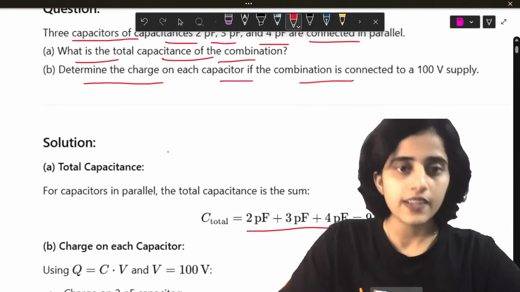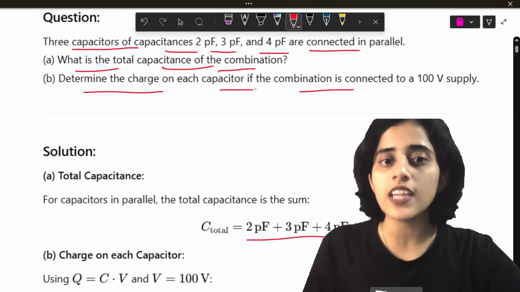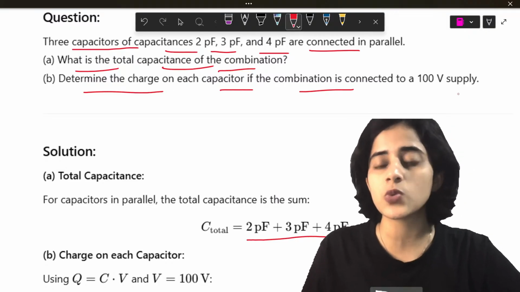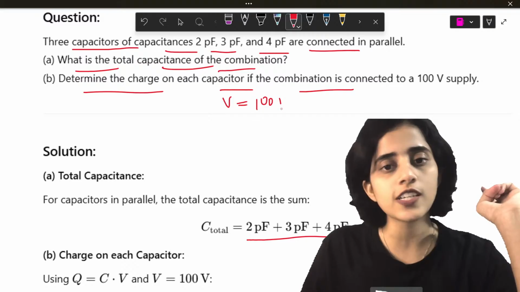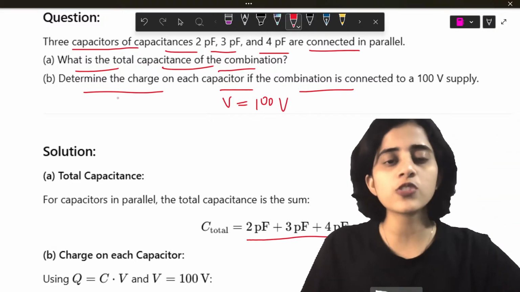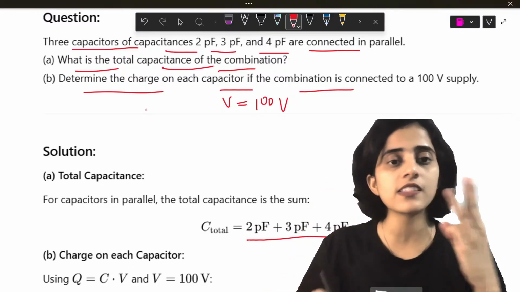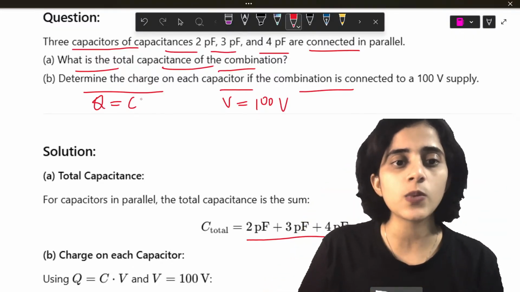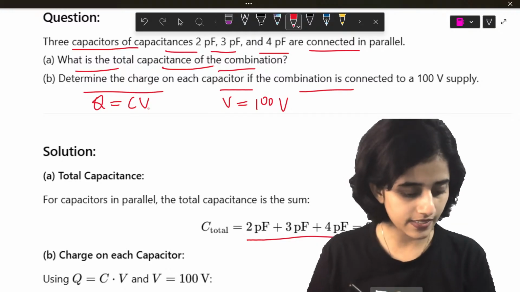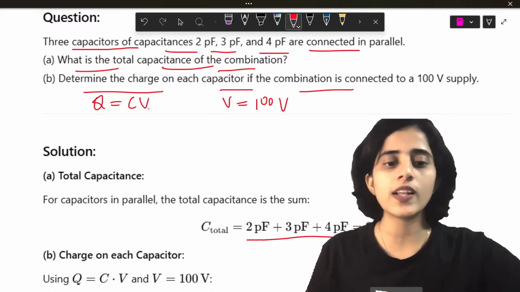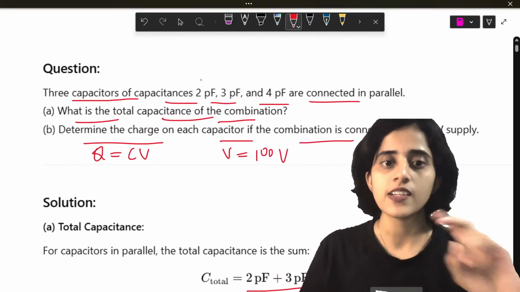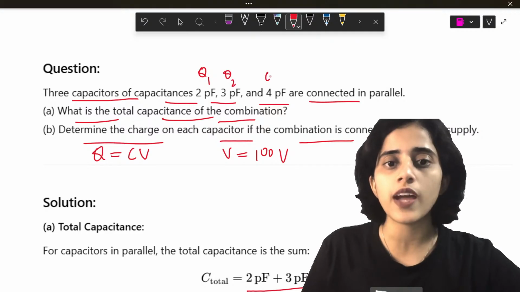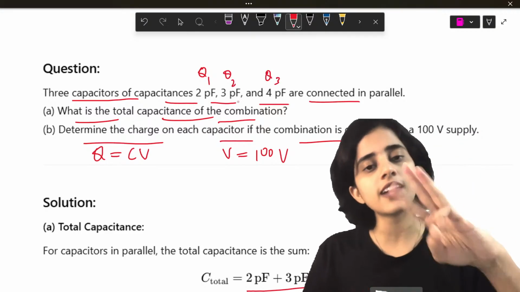Okay? Next, determine the charge on each capacitor if the combination is connected to a 100-volt supply. So in the question, it is given that voltage is 100 volt. And we also know a formula relating charge, capacitance and voltage. What is it? Q is equal to CV. Yeah? Q is equal to CV is the formula. So let's find Q for each of these capacitors. So you will find Q1, Q2 and Q3. V is 100 for all 3.